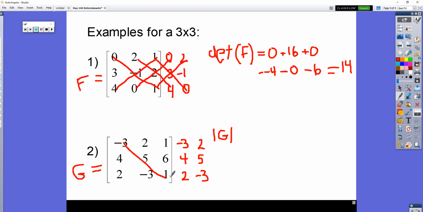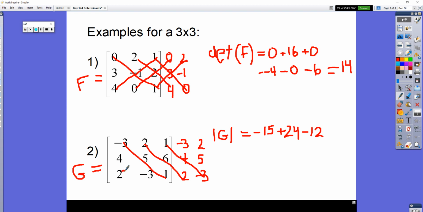Negative 3 times 5 times 1 is negative 15. So whatever the products are when you're going in that direction, you just leave it alone. If it's negative, you leave it negative. So that's negative 15. Don't touch that sign. The next one is going to be 2 times 6 times 2, which is 24. So we'll be putting that together with the negative 15. And the last one is going to be 1 times 4 times negative 3, which is negative 12. So remember, when the diagonals go this way, it doesn't mean your answer is going to be positive. It just means you're not going to change the sign. So if they're negative, leave them negative.